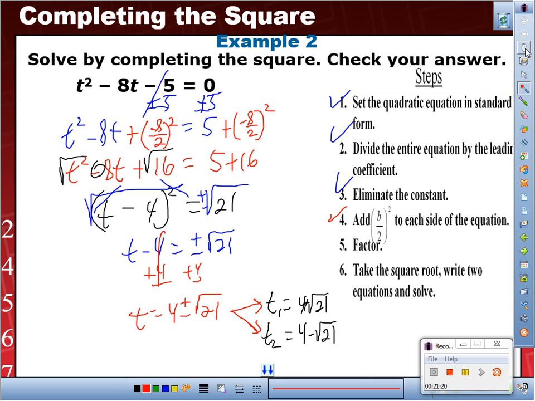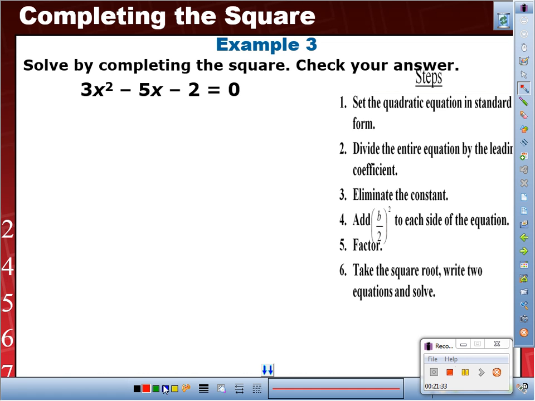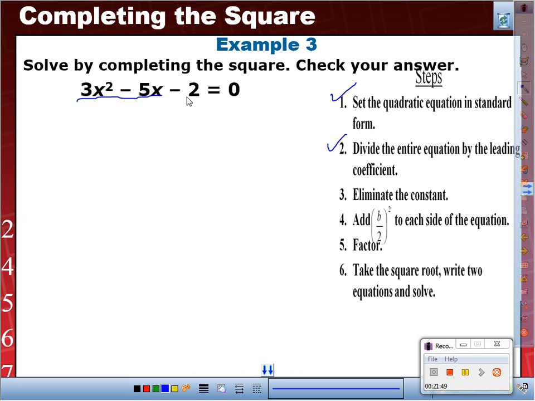Okay, copy this next one, please. Example 3. I need more paper. Example 3: 3x squared minus 5x minus 2. Yay, we're going to work with fractions. Is it in standard form? Yes. Step 2, divide by the leading coefficient. What's the leading coefficient? Divide everything by 3. 3 divided by 3 is 1x squared minus 5 over 3x minus 2 over 3 equals 0.